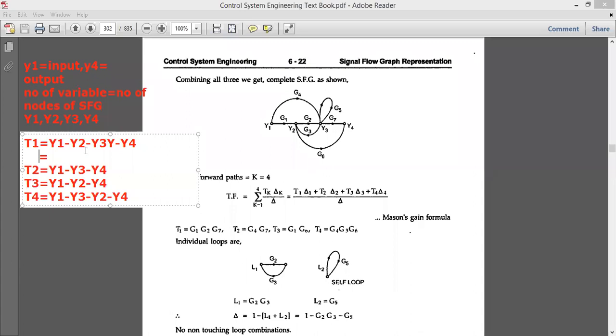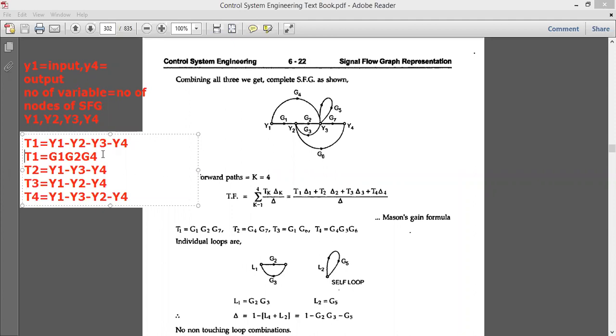If I take t1, you start at point y1. At point y1 we have G1, correct? At point Y2, we have G2, right? At point Y3, we have G4, which is ending at Y4. Or you can take between Y1 and Y2 is G1, between Y2 and Y3 it is G2, between Y3 and Y4 it is G4. So this I got T1. In this way we go for finding the value of T1.